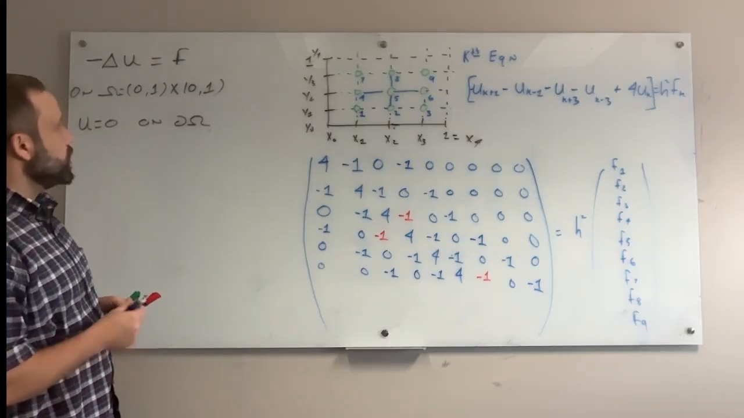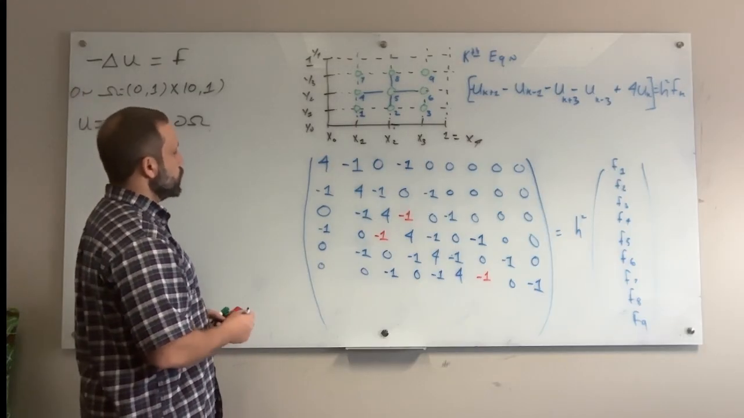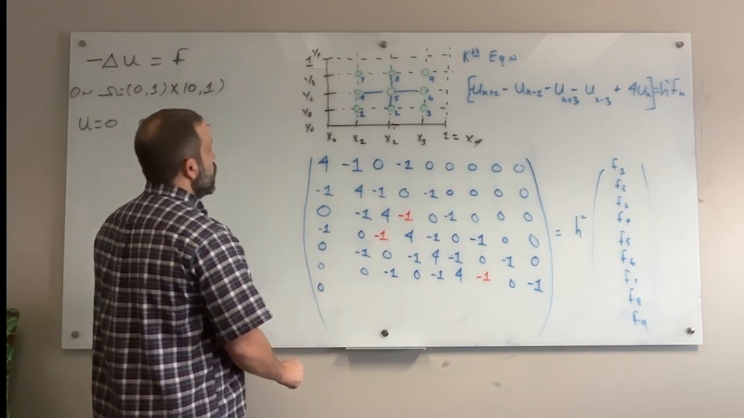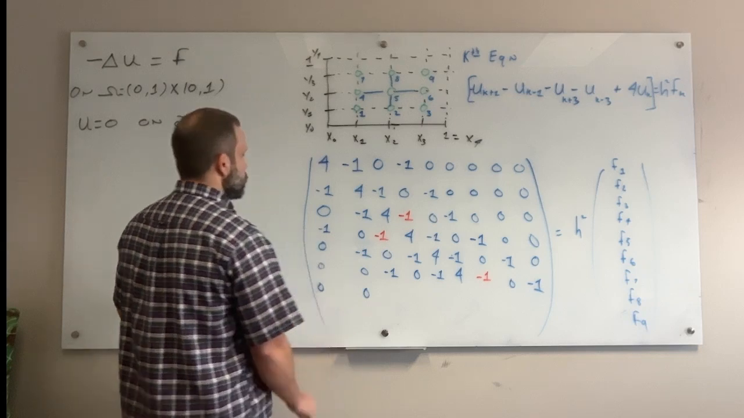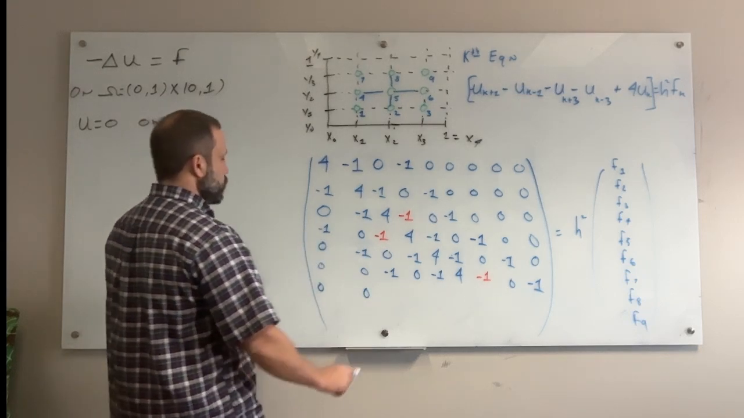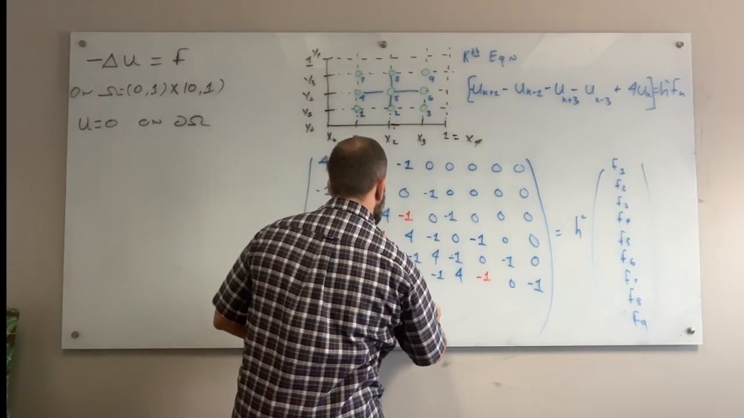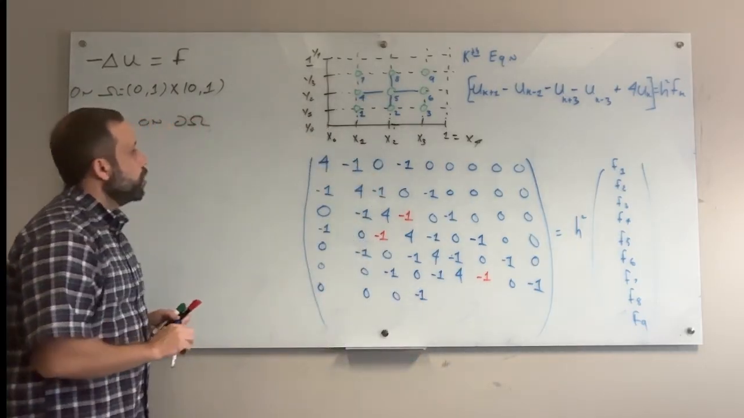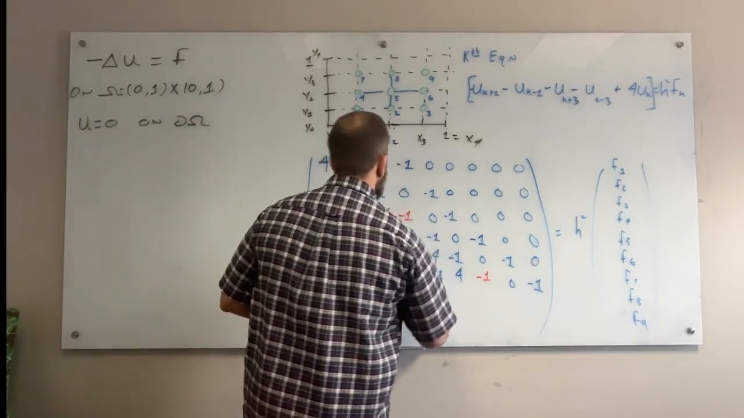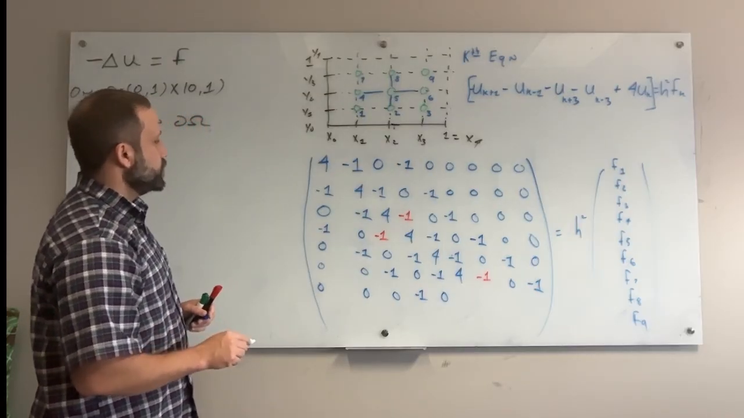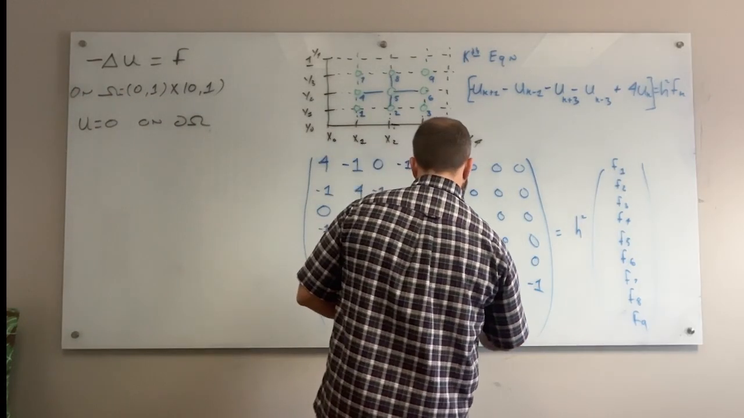If we do U7, again, if we just look at what the stencil says, the coefficient on U1 is 0. The coefficient on U2 is 0. The coefficient on U3 is 0. The coefficient on U4 is minus 1. The coefficient on U5 is 0. The coefficient on U6 is 0. The coefficient on U7 is 4.